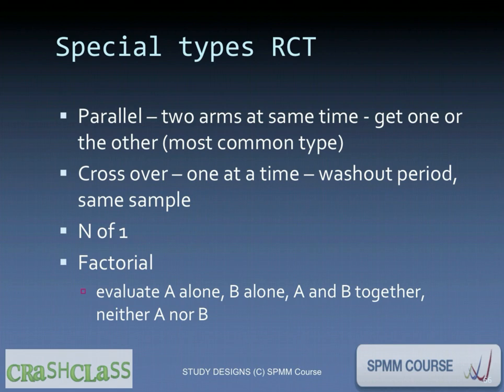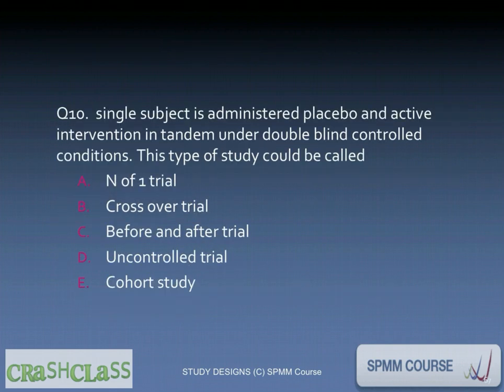The problem with factorial RCT is you are divvying up a small group, 100 patients that you want for a randomized controlled trial. You're divvying them up into 4 groups instead of 2. So you're losing some power in your analysis by doing a factorial RCT. You really need a large sample to properly do a factorial RCT. Let's now see some questions.